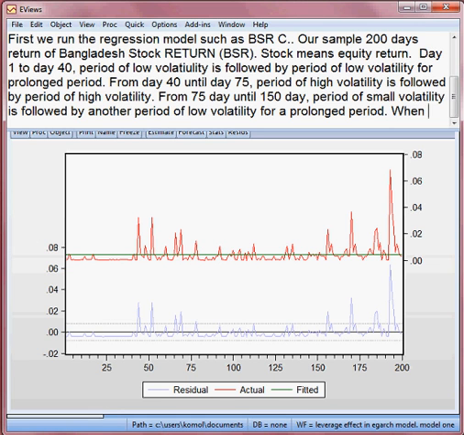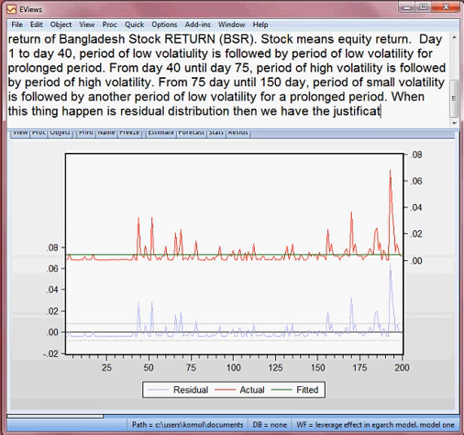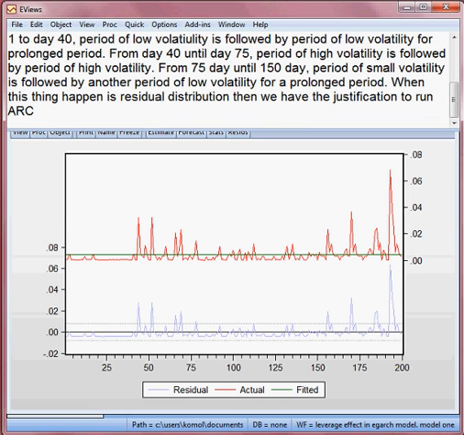When this happens in the residual distribution, then we have the justification to run the EGARCH model.